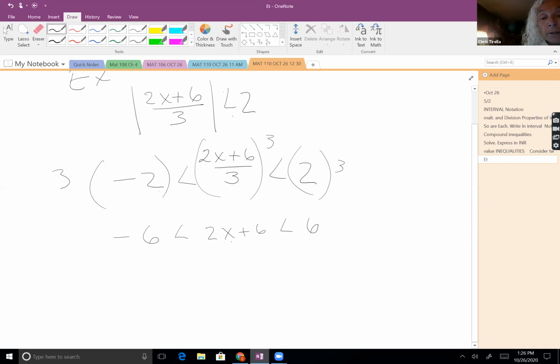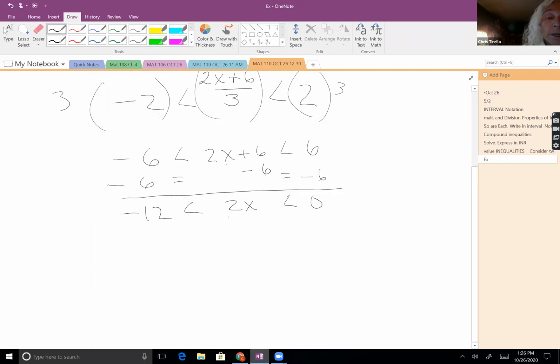To get the x alone, would everybody subtract 6? Leaving me with 2x in the middle. And if I subtract 6 from any part, I have to from all 3 parts. Now to get x all alone, I have to divide by 2. I have to do it to all 3 parts. Gives me negative 6, x, and 0. Because that 2 is positive, it stays the same direction.